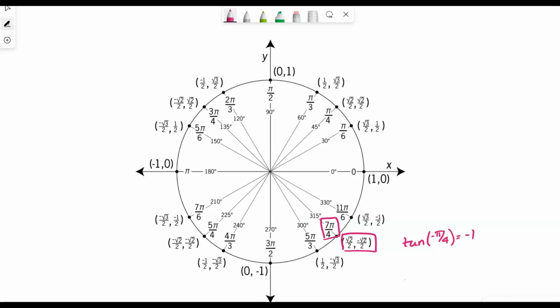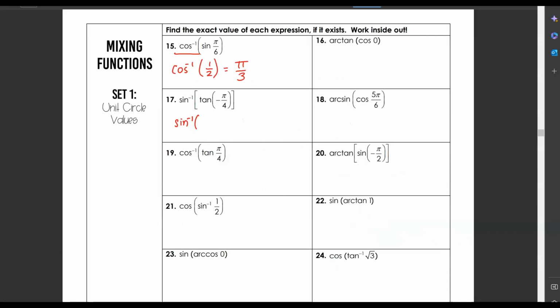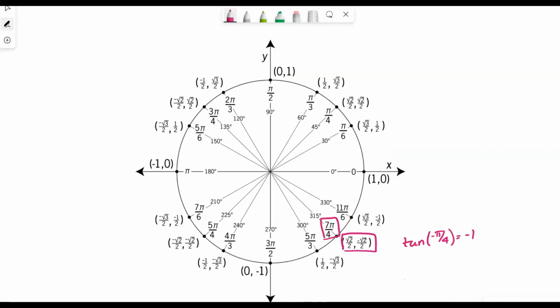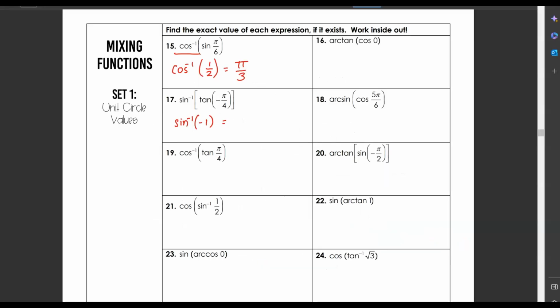So since it's negative 1, coming back to our value here, this is really going to be sine inverse of negative 1. So when does sine equal negative 1? So sine is going to be our y value. And when does sine equal negative 1, right? So I hope you see that it's over here. And so what is that value? So that value is 3 pi over 2, but it's also known as negative pi over 2. We want to be able to use the value that is within that domain in the range. So this is going to be negative pi over 2.